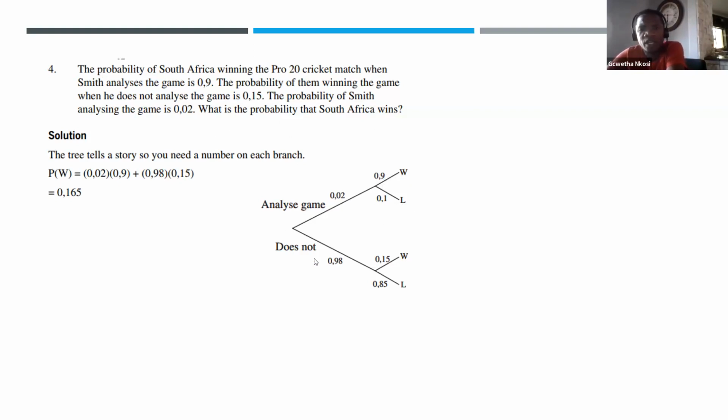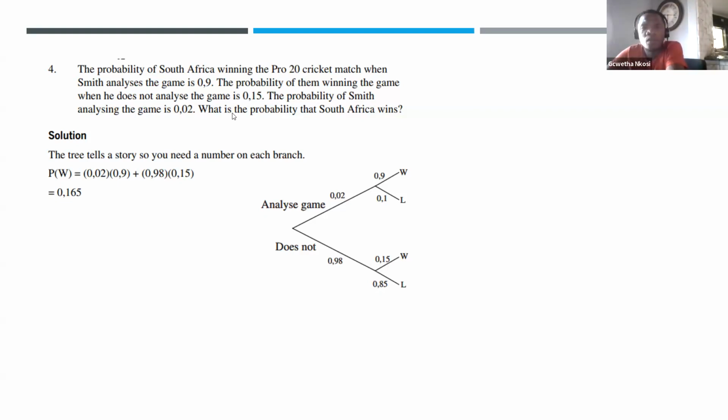We also go again when it does not analyze. You see, when it does not analyze, the probability of winning the game is 0.15. So of winning is 0.15. Of losing when it doesn't analyze is 0.85. You are going to say, how are you going to get the 0.85? It's 1 minus 0.15. So you're going to get this one. This is how you do.